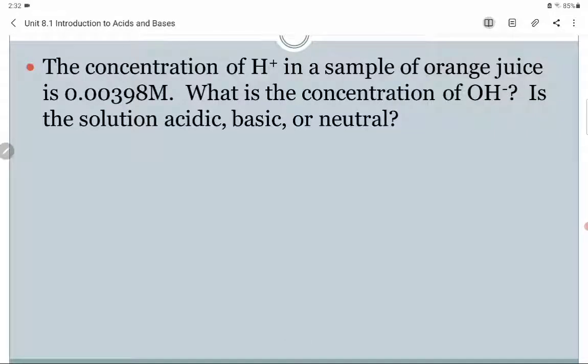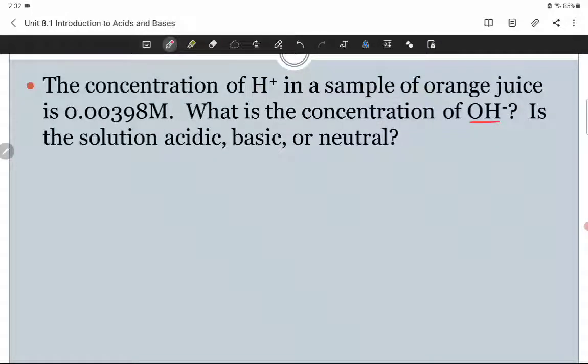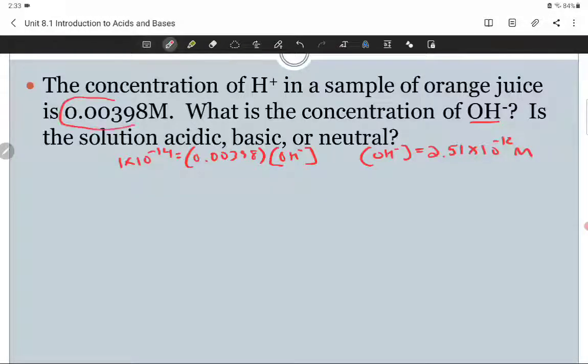We have our equations. So for this one, what's the concentration of OH minus? We have 1 times 10 to the negative 14th equals hydronium times hydroxide. Hydronium is given, and hydroxide was not given, so we'll solve for hydroxide. And that is a much bigger number than the hydroxide number, so it is acidic.